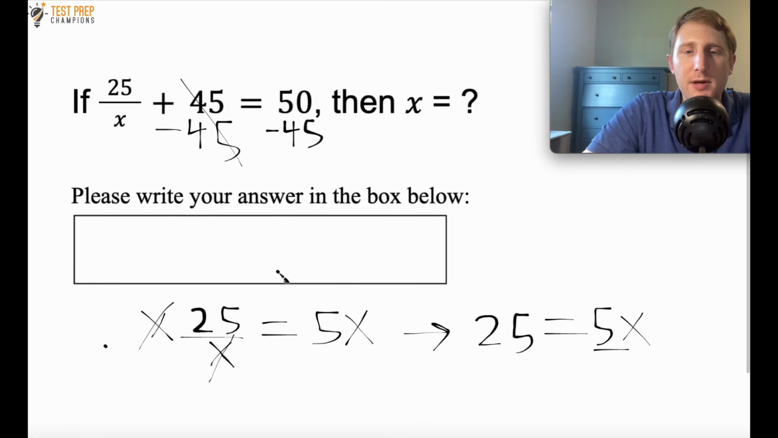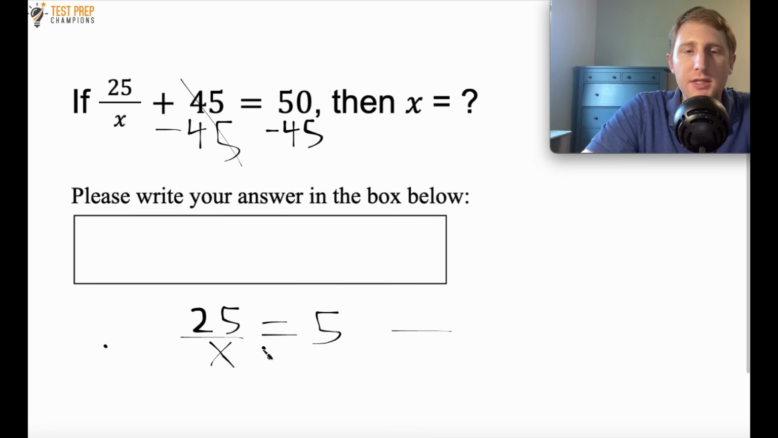But let me back up here and let me show you a different way to think about this. When I see this 25 over x equals 5, what I can do is flip both sides upside down. So this 25 over x, I can flip it upside down so that I have x over 25. And if I do this, I also have to flip the 5 upside down. So right now we've got 5. If I flip 5 upside down, it's going to become 1 over 5.